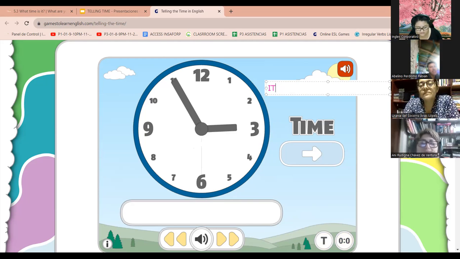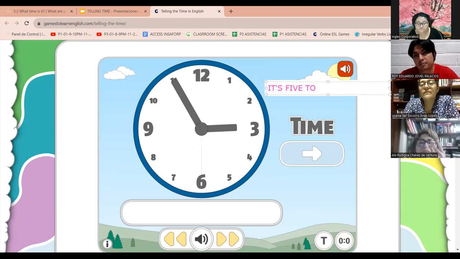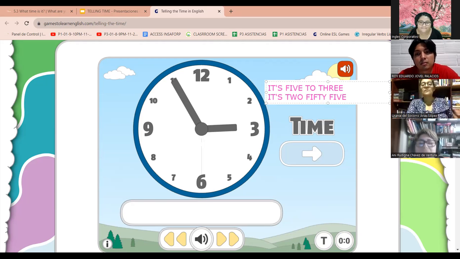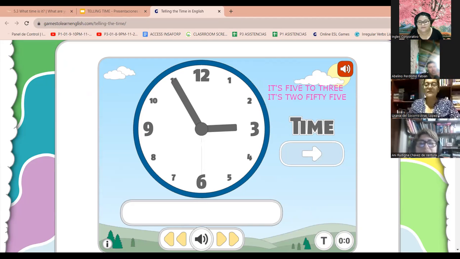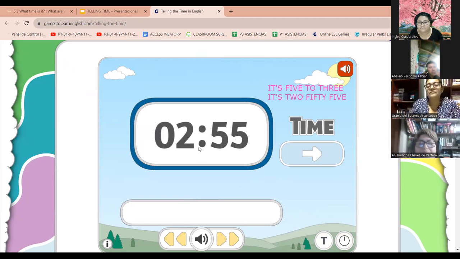It's 2:55. Okay. O sea, entonces en ese decimos la hora primero y después decimos los minutos. En este caso así como lo leemos en digital, right? Y ahí no ponemos ni to ni before ni nada de eso. Solo la hora primero y al final los minutos.